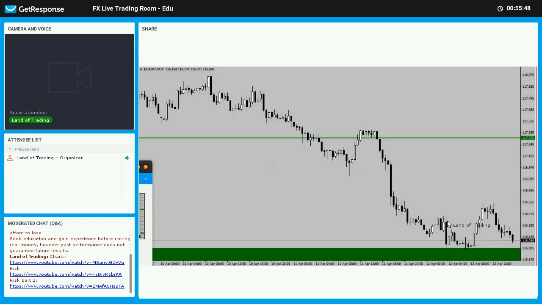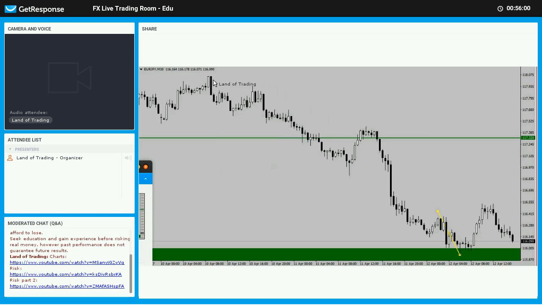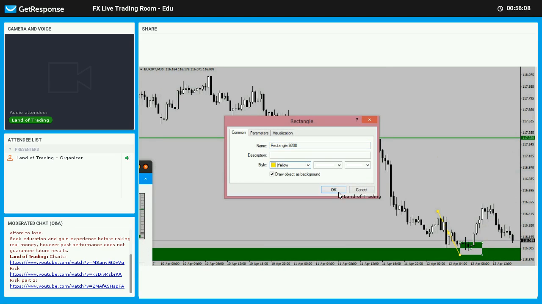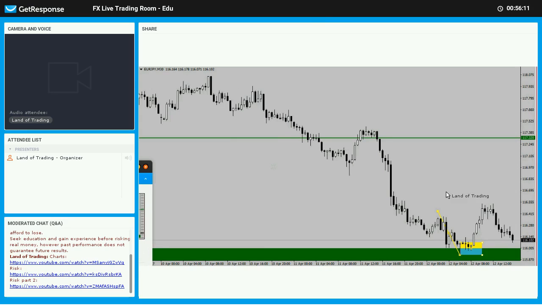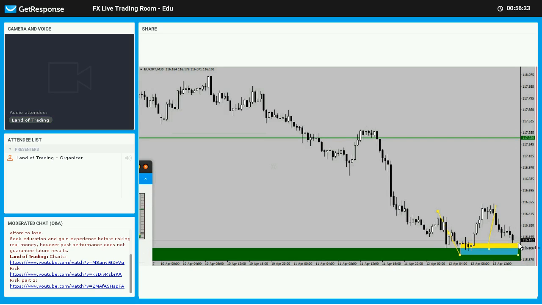Very interesting stuff is going on right now. We saw the market went lower. There was some kind of base here. And we saw the rally. All right. So what we do right now, simply we are testing this level.